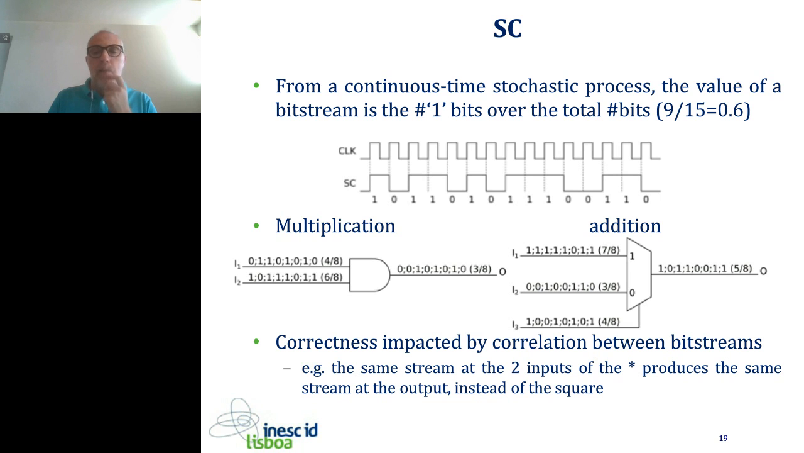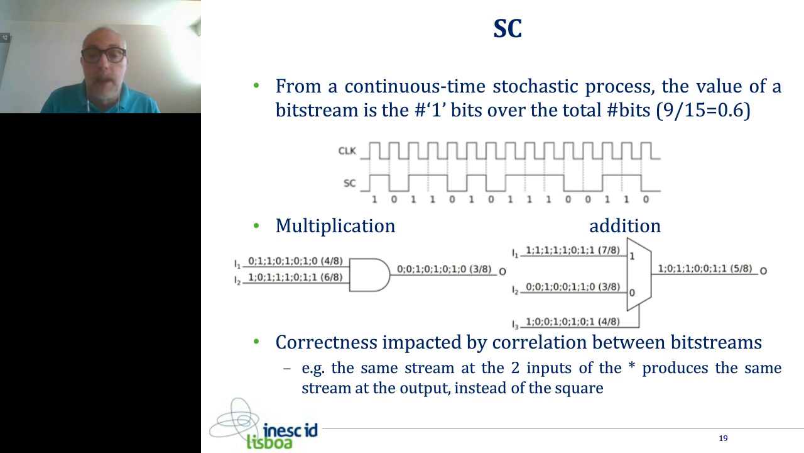On the right side, you have a multiplexer where the control bit has a value of 0.5, so you are adding the 2 inputs of the multiplexer, and you get at the output exactly the average of the sum of these 2 numbers. It's important because the correctness is impacted by the correlation between bit streams. They cannot be correlated at all to give exact values, and the streams have to have enough bits to assure that you have the final and exact result.